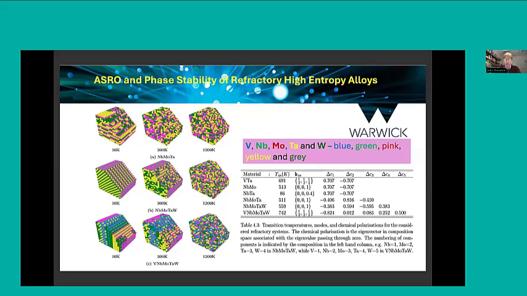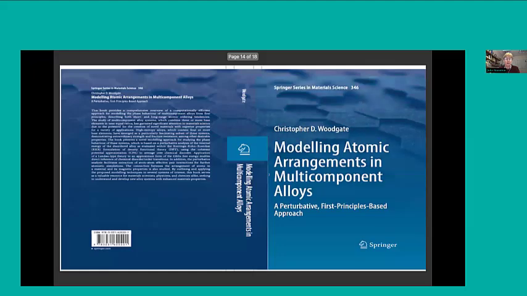I don't have the time to go into too much detail here, but here's some nice pictures to show what happens as a function of temperature. So if you're interested to find more details, which I hope you will be, as well as the published papers, Springer commissioned Chris to prepare an extended version of his thesis, and this has now just been published, so there's plenty more details there.